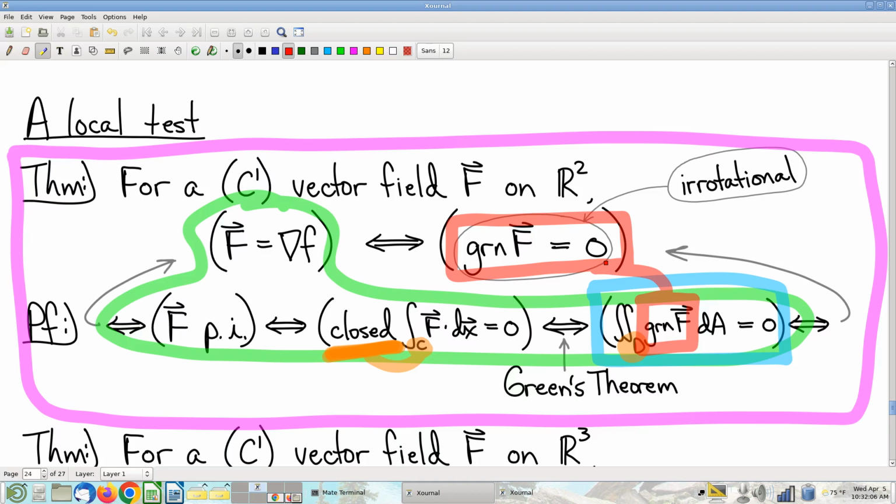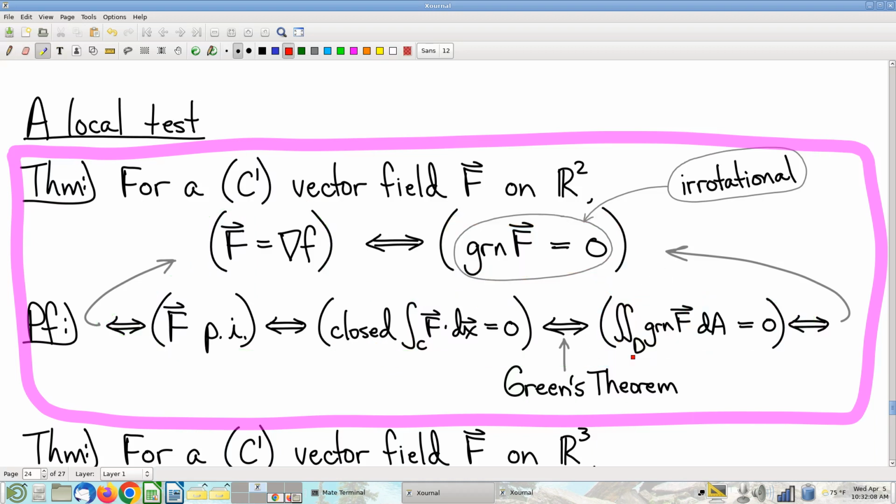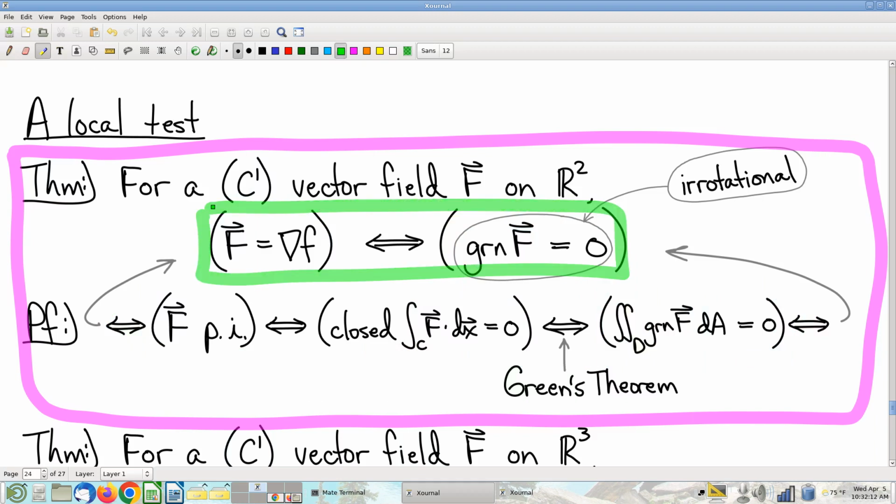So, there we go. We've proved the result. And specifically, what we see is what I like to call a local test. It's a local test because if you want to ask the question, is my vector field a gradient? And again, very important question. Knowing whether or not your vector field is a gradient tells you whether or not you should try to find an anti-gradient and use the fundamental theorem of line integrals, or is that a wild goose chase?